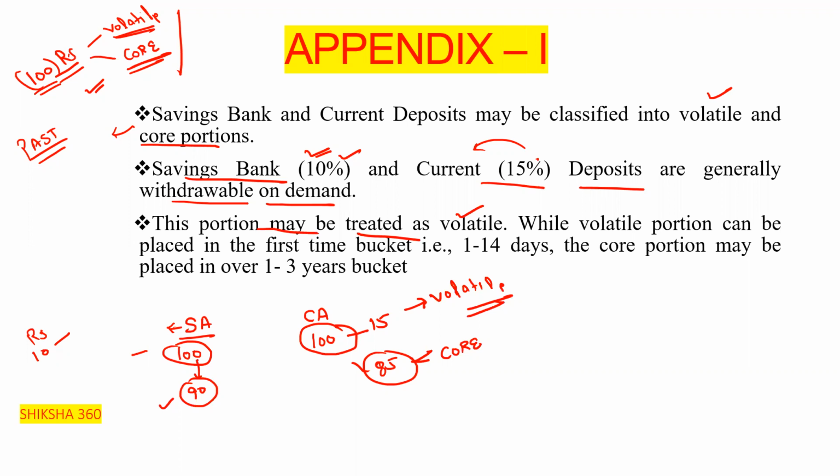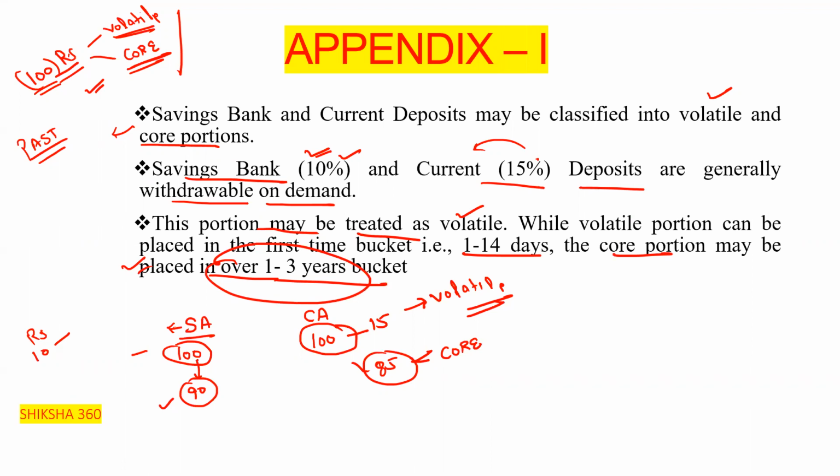The volatile portion can be placed in the first time bucket, that is 1 to 14 days, and the core portion may be placed in the 1 to 3 years bucket. You will get questions from that.